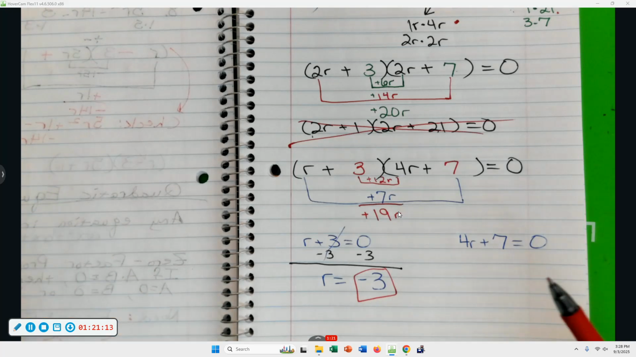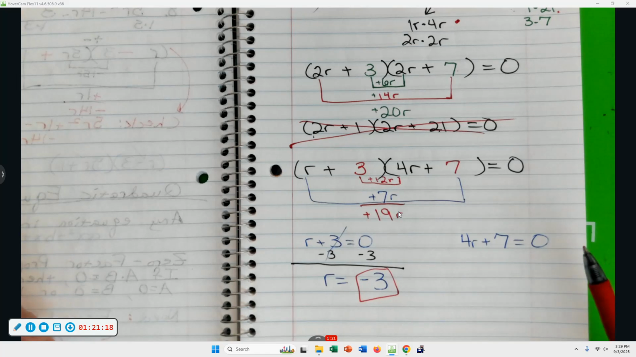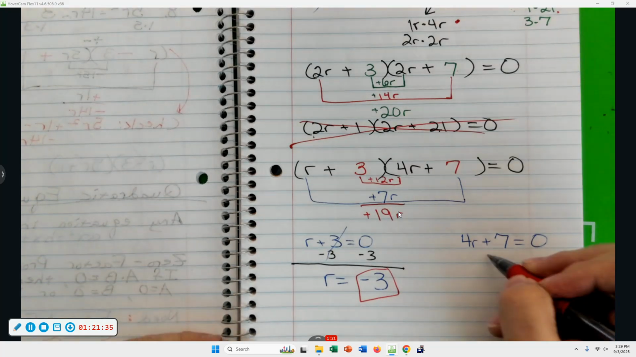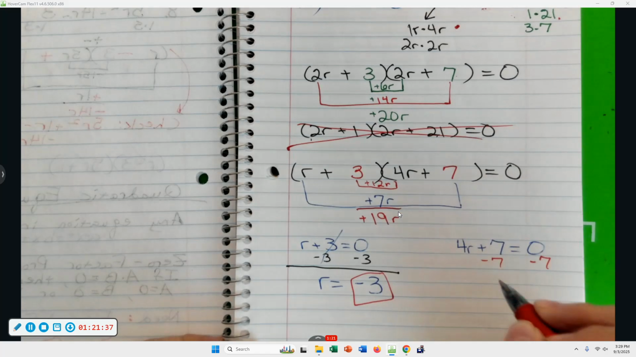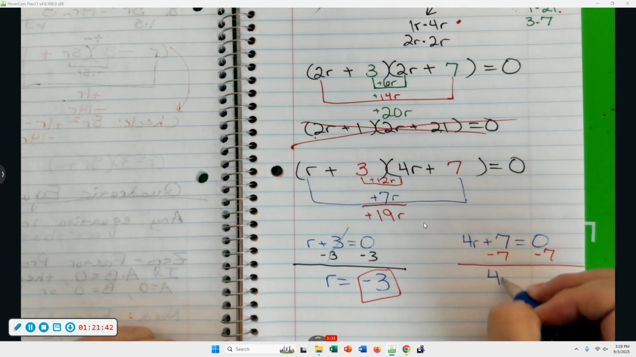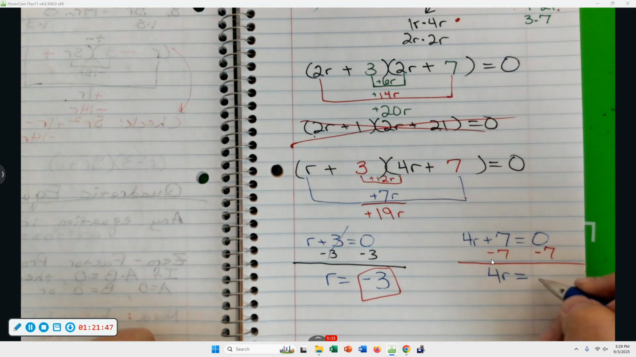Now we need to solve the second linear equation, 4r plus 7 equals 0. I need the r by itself. That means I have to get rid of the 4 and I have to get rid of that 7. What do I get rid of first? Okay, you undo the addition and subtraction first. So you say minus 7 and minus 7. So you just have 4r on the left. And what have we got on the right? 0 minus 7 is negative 7.